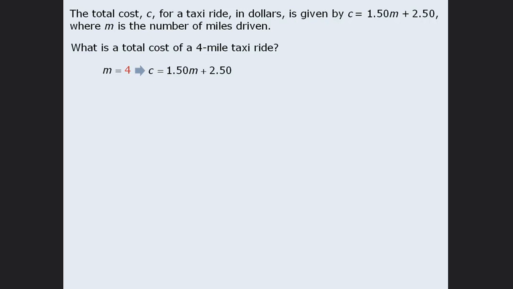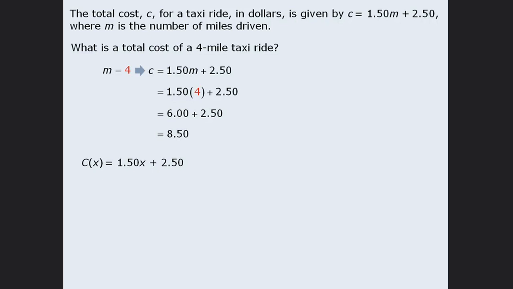To determine this cost, we'll replace m with 4 to get the following. When we simplify this, we get 8.5. So the total cost of a 4-mile trip is $8.50. Now another way to express this information is to say that we have a function c that helps us determine the cost of a taxi ride. So here, c of x is equal to 1.5x plus 2.5, where x is the number of miles driven.